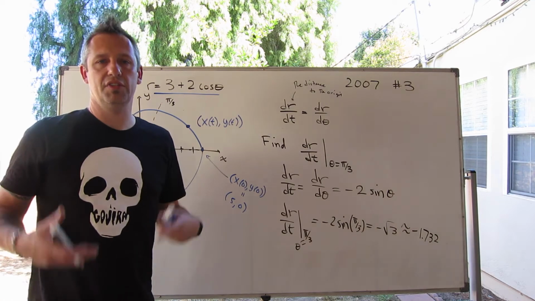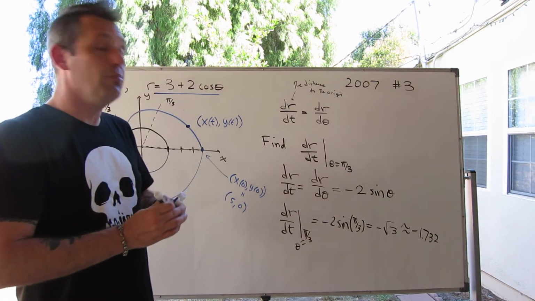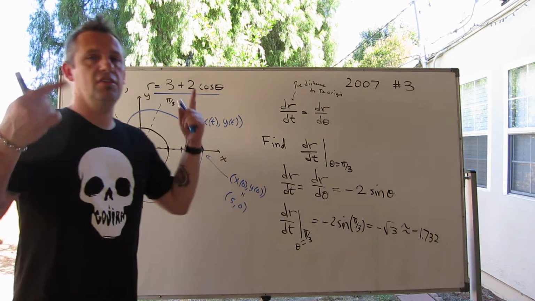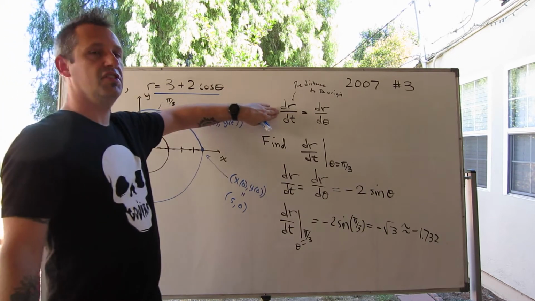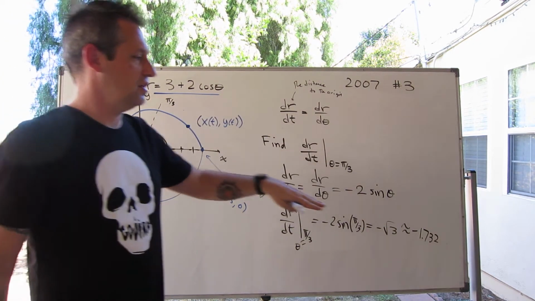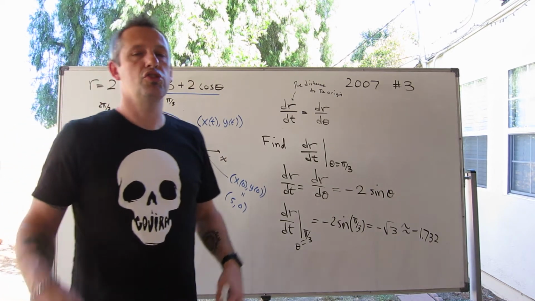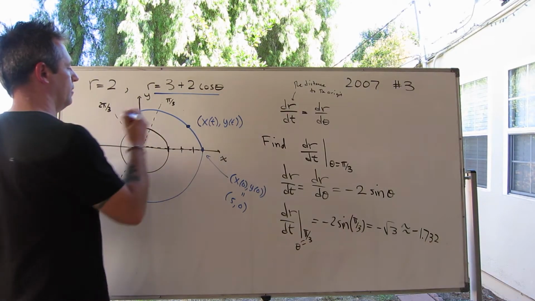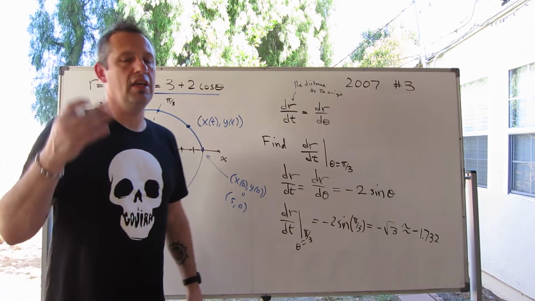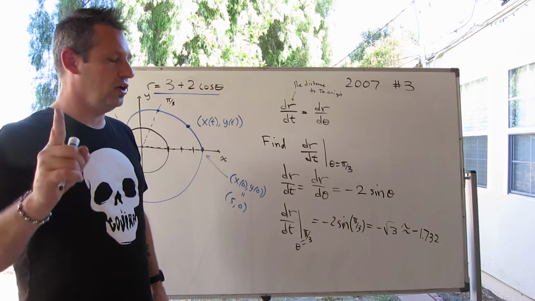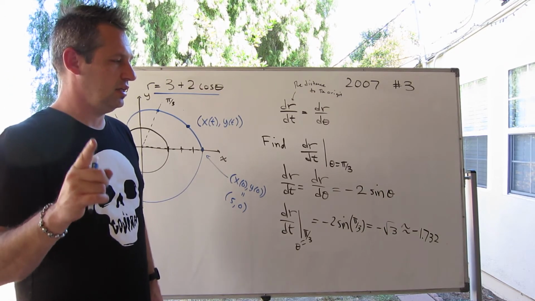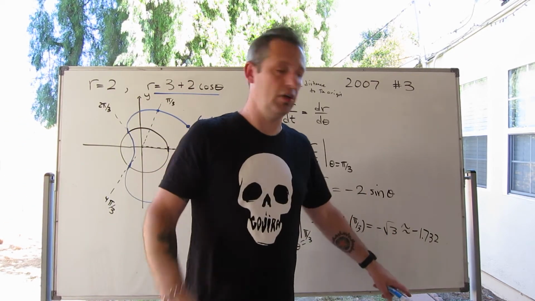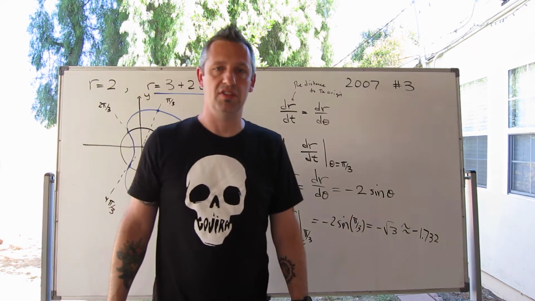Now they want us to interpret this, so you're going to write a little sentence that says, at the moment in time when the angle happens to be pi over 3, the instantaneous rate of change of the distance to the origin is -1.732. So what does this mean? This means that at this moment in time, when the particle happens to be right here, if you were to increase the angle by 1 radian, the distance to the origin would change by approximately -1.732.